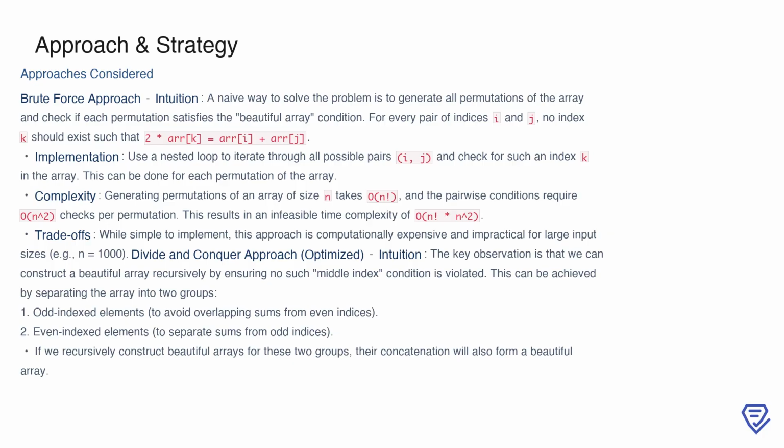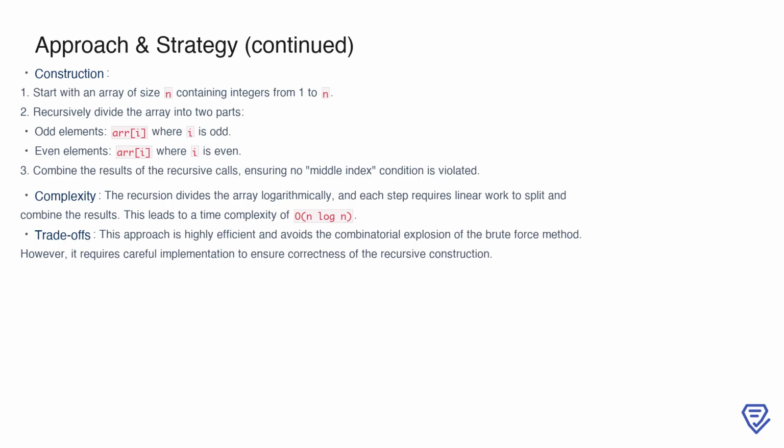Here, the key insight is that a beautiful array can be constructed recursively by separating the array into two groups, one for odd-indexed elements and one for even-indexed elements. By ensuring these groups are built correctly, their concatenation will also satisfy the beautiful array condition. Now, let's delve deeper into the divide-and-conquer approach.